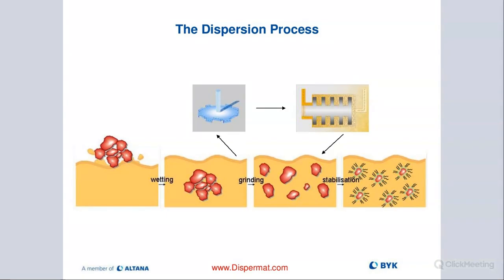So this slide shows you the steps. First, we use the dissolver with the blade. We're wetting, and then when we are ready to do the milling, we move over to the right media milling type. We'll cover those, and then obviously the stabilization at the end.